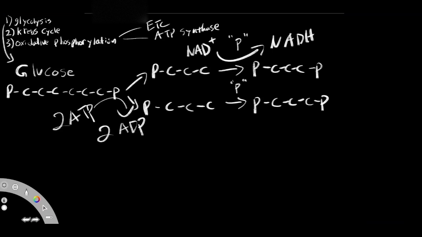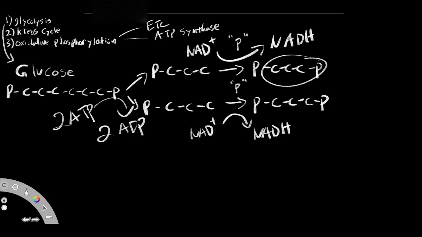So this NAD plus breaks up. So this NAD plus turns into this NADH here as well. So we've created 2 NADH molecules. From there, we need to continue going to the right.